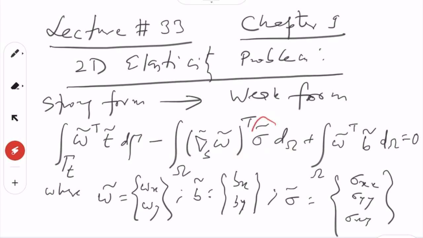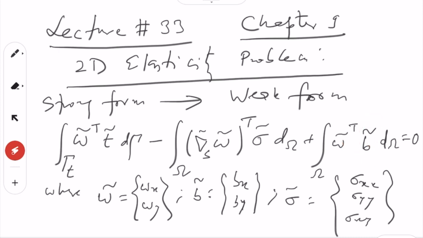Because we don't see u yet, right. So we have to put u somewhere. W is coming from the weight, so no u here. T is a given quantity, so there is no u here. This is some operator, some derivative of w, so no u here. Sigma is the one which will have u, and b also does not have u, this is the given body force.